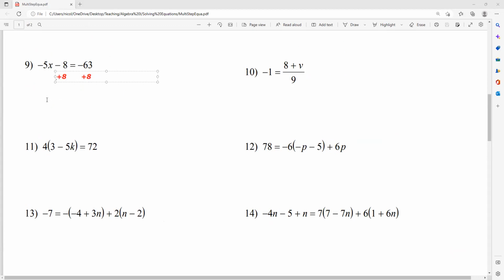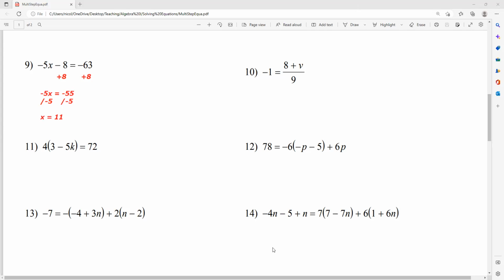So first I'm going to add 8 to both sides. I get negative 5x. Careful with your integers. Those will get you. Integers are the number one mistake I see in math. So I have negative 63 plus 8, which is negative 55. Divide both sides by negative 5, and I get x equals 11.